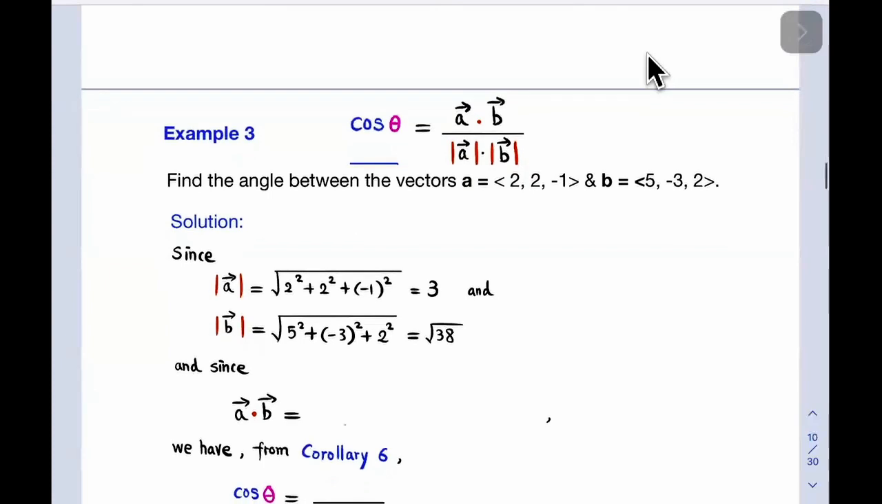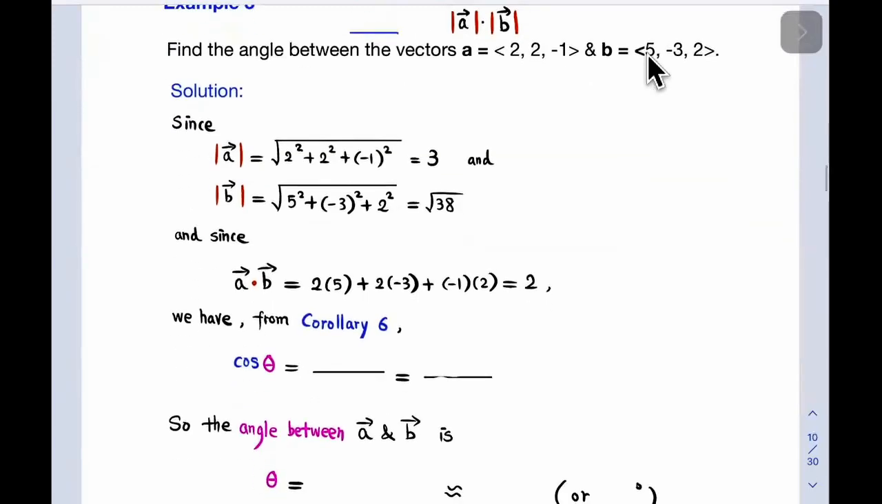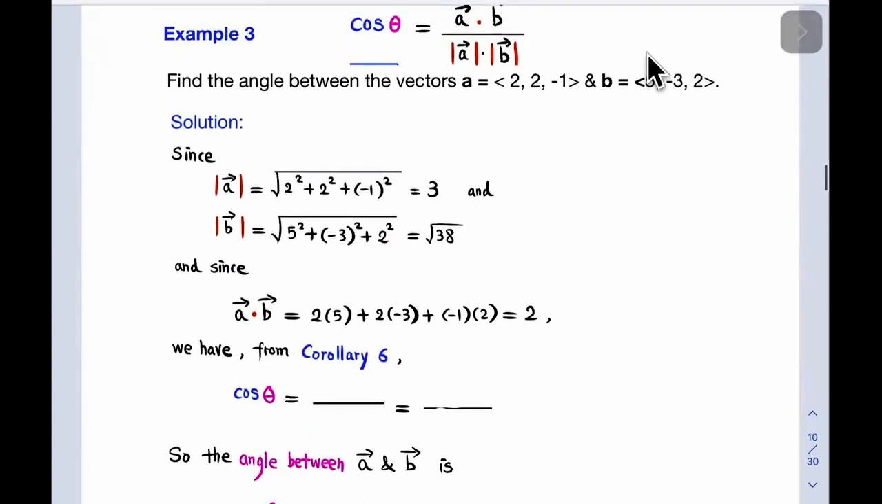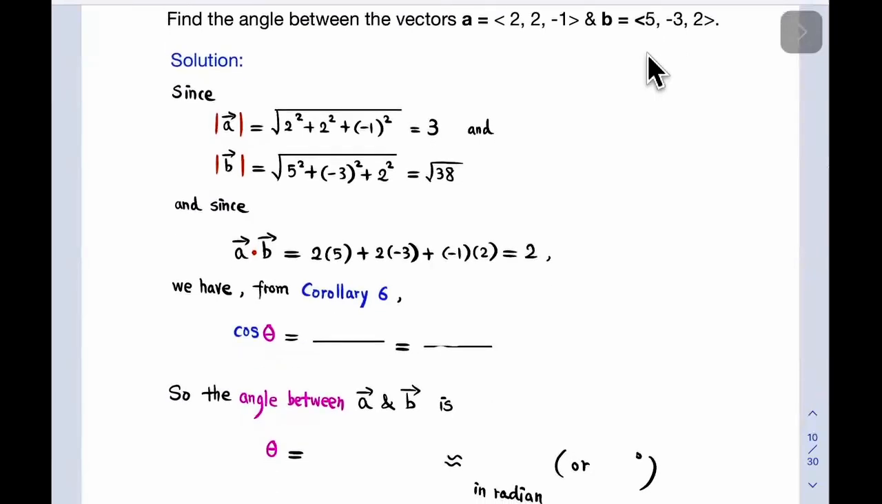The next thing we need is the dot product of A and B, so we can use this formula. What's A dot B? You take each component, multiply each corresponding component, and then sum them up. Let's check it out. You say 2? Yes, correct. Good job. So from the corollary, we have cosine theta equal to. Let's look at the formula. Tell me, what does cosine theta equal to?